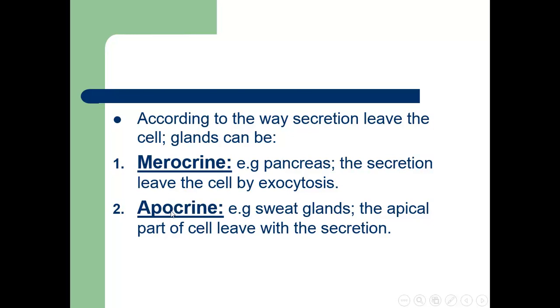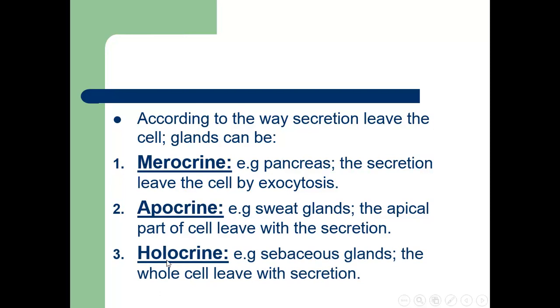So a bigger part of the cell will leave the cell, and this part is the apical part of the cell. The third type is holocrine, holo from the word whole. Here the whole cell will be secreted with the secretion, for example the sebaceous gland. Okay, so we are moving from a little apical part to the whole cell.